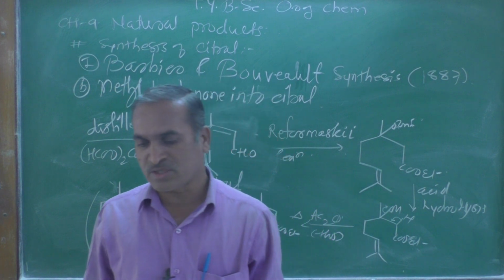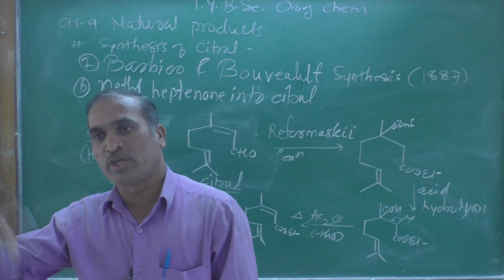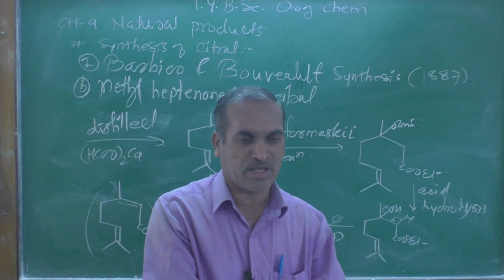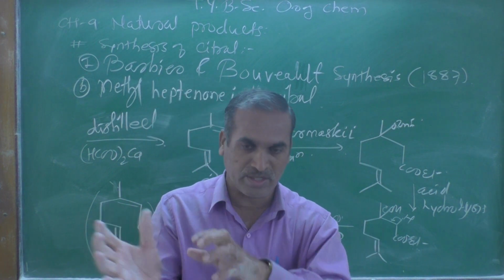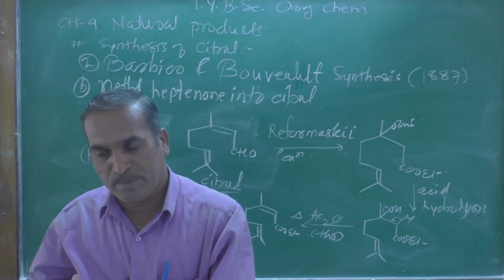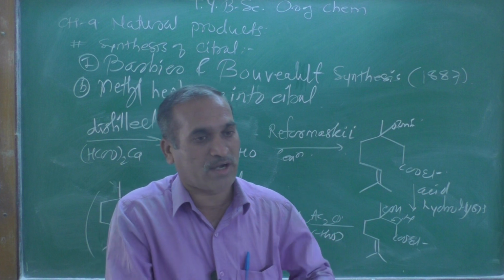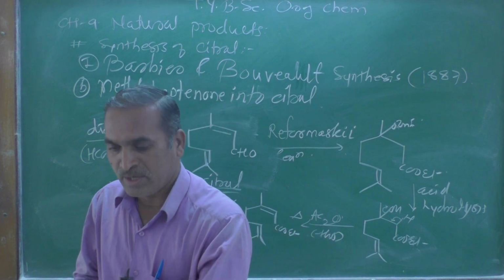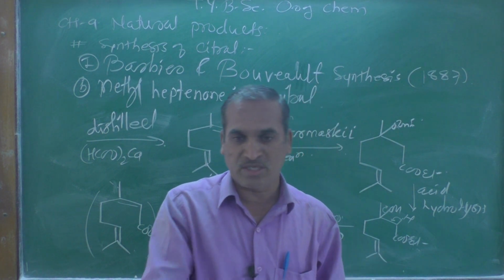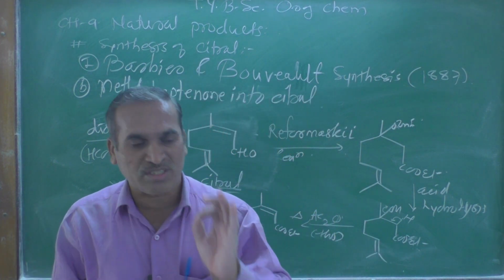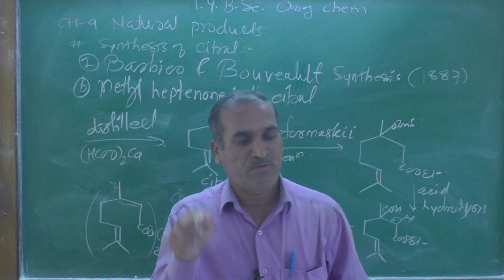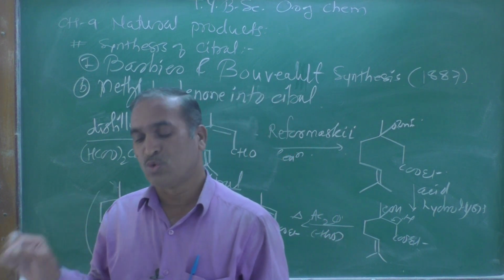In the second step, methyl heptanone is converted into citral, and he has taken it as the starting material. Here is the intermediate which we got as the end product in the first step, which is used as a starting material in the second step. So what is that? That is methyl heptanone. The IUPAC name of that methyl heptanone is 6-methylhept-5-en-2-one.